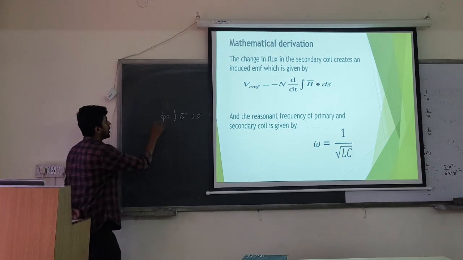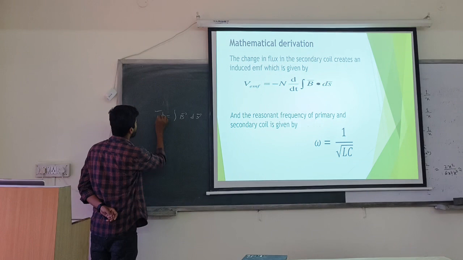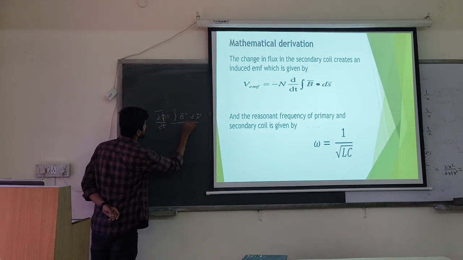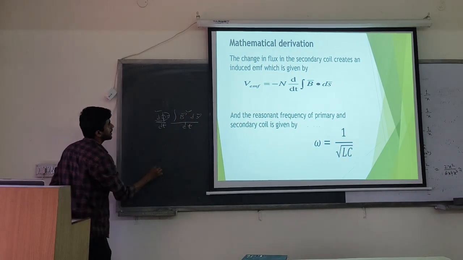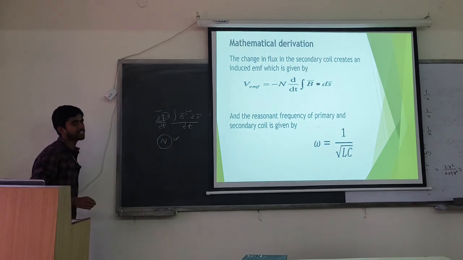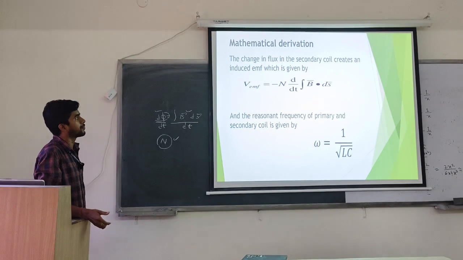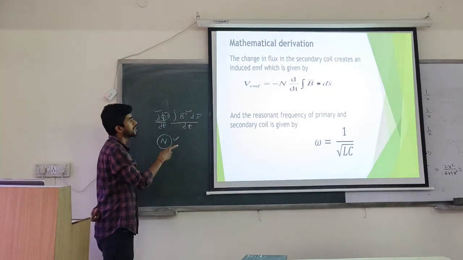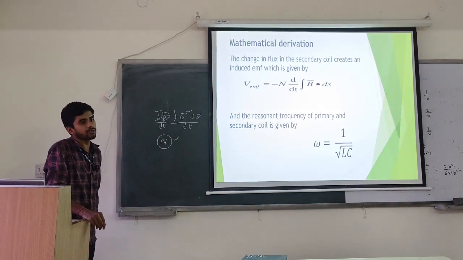So the amount of flux passing per unit time is defined by d phi by dt. Then d phi is B dot dS divided by dt. Here n is the number of turns of the secondary coil. If you increase the number of turns, then the magnetic field also increases. As a result, the value of the induced EMF increases. And the negative sign is due to Lenz's law, as you know, the direction of the induced EMF is opposite to the field.